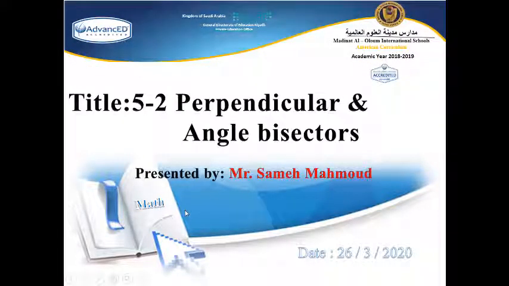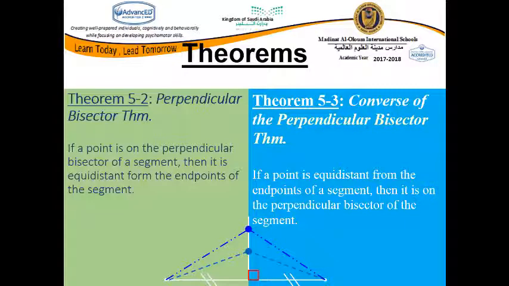Let's make a revision about the third lesson, 5.2, perpendicular and angle bisectors. We said before that we have a theorem for that. For the perpendicular bisector, any point on this line, the perpendicular bisector, is equidistant from the endpoints of this segment.